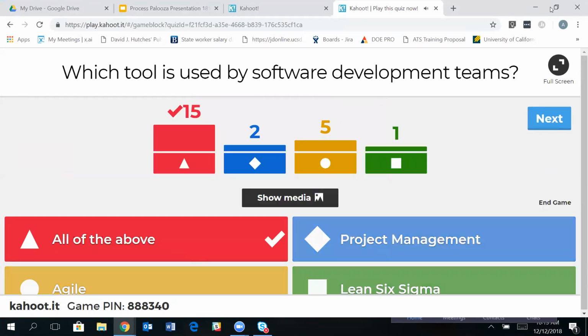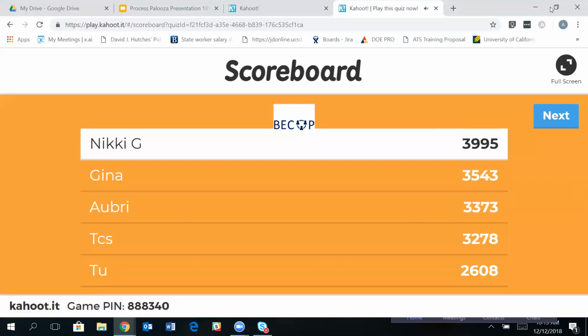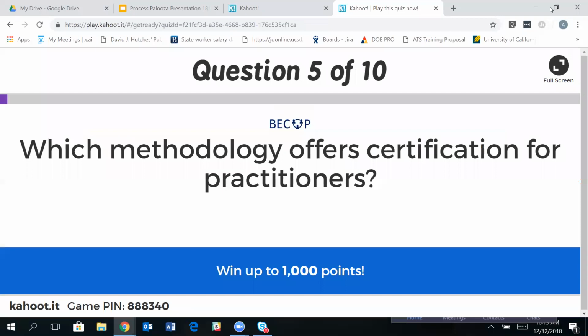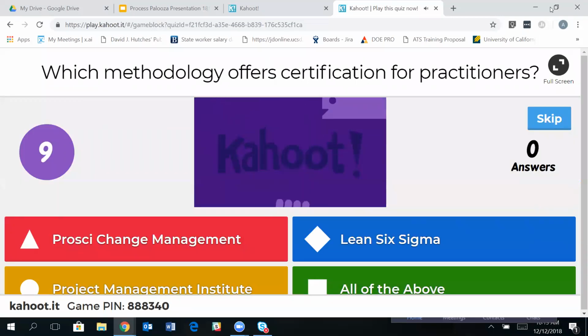Two, one. All the above. That was a tricky one. Okay, I got a tricky one coming up. Oh, Nikki G's up there. She's fast. You get extra points for being fast. All right, which methodology offers certification for practitioners?